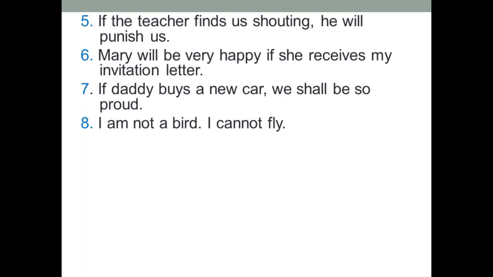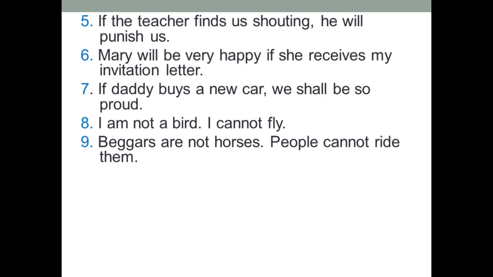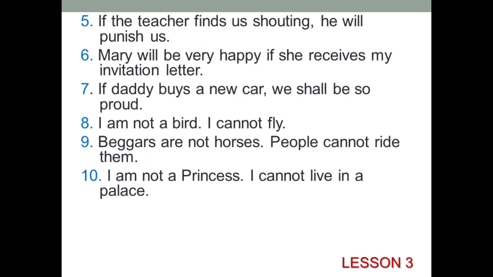Number 8, I am not a bird, I cannot fly. You have to join those 2 sentences and write them in conditional 2. Number 9, beggars are not horses. People cannot ride them. The same instruction works, write in conditional 2, but you have to join up those 2 sentences and then give your answer in conditional 2. And the final sentence is, I am not a princess. I cannot live in a palace.